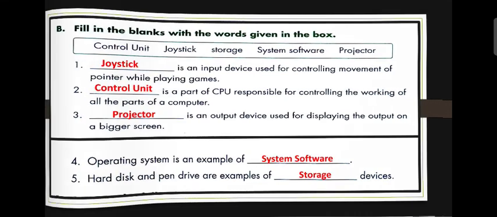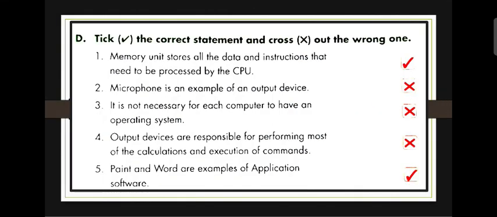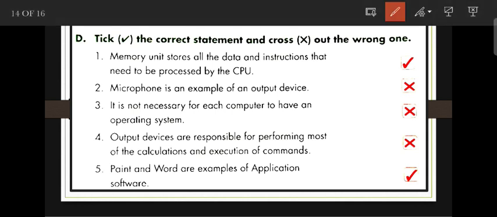Next is tick the correct statement and cross the wrong one. First: memory unit stores all the data and instructions needed to be processed by the CPU. So this statement is correct. Microphone is an example of output device. So this statement is incorrect. Microphone is an input device.